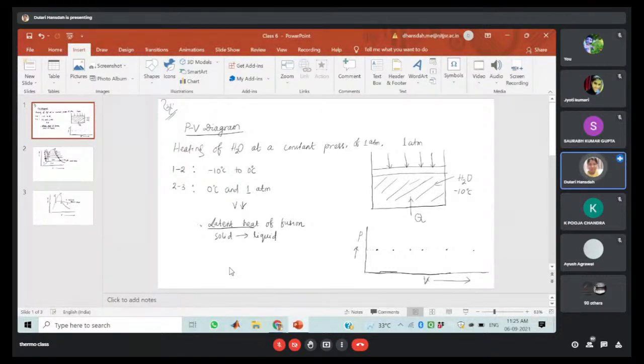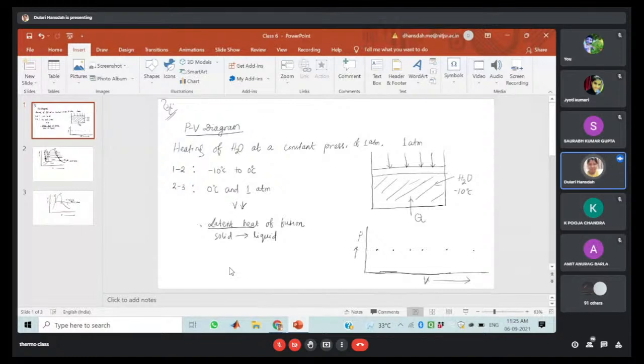So if I show all these processes on the PV coordinate system, suppose in this case it is point 1 and this is your point 2. So in this case, what will happen? Your solid ice, which is at minus 10 degrees Celsius, will increase in temperature to 0 degrees Celsius, whereas your pressure is constant. So this is your constant pressure, 1 atmospheric pressure. If you are observing here, there will be a small volume increase due to the thermal expansion.